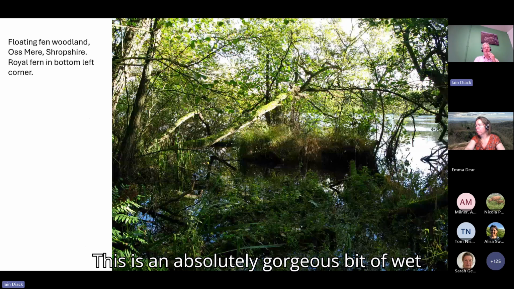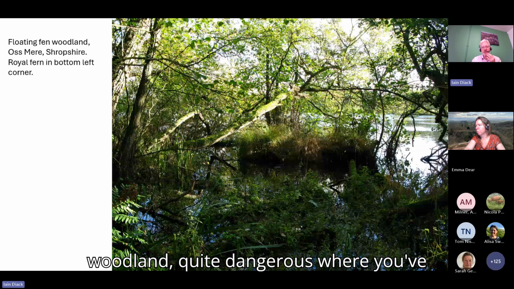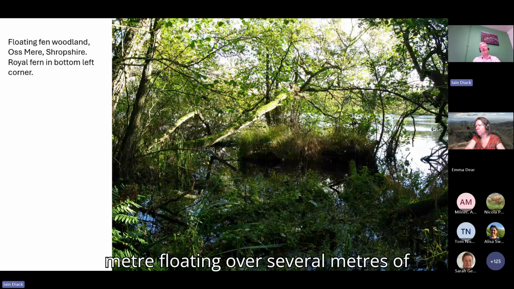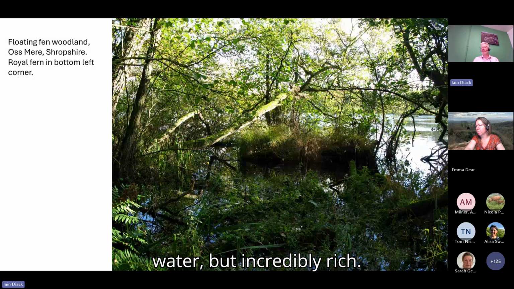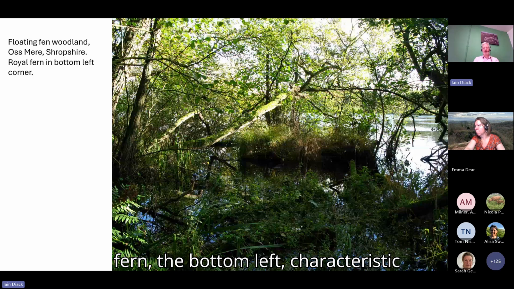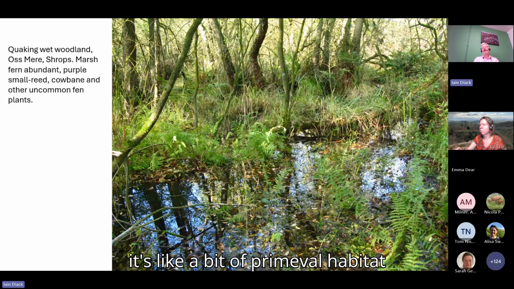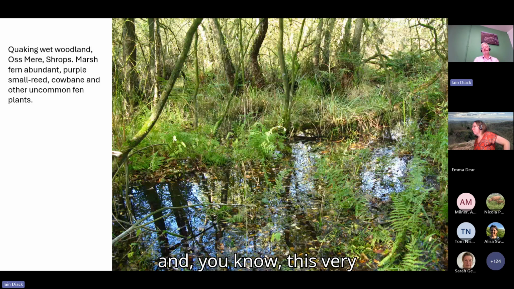This is an absolutely gorgeous bit of wet woodland, quite dangerous, where you've got a raft of about 1 metre floating over several metres of water, but incredibly rich. Ossmere, Shropshire, there's a bit of royal fern, the bottom left, which is characteristic of these systems. Another one, there's quite a lot of marsh fern in here. Again, very quaking, very dangerous, but it's like a bit of primeval habitat, and it's very uncommon to see.